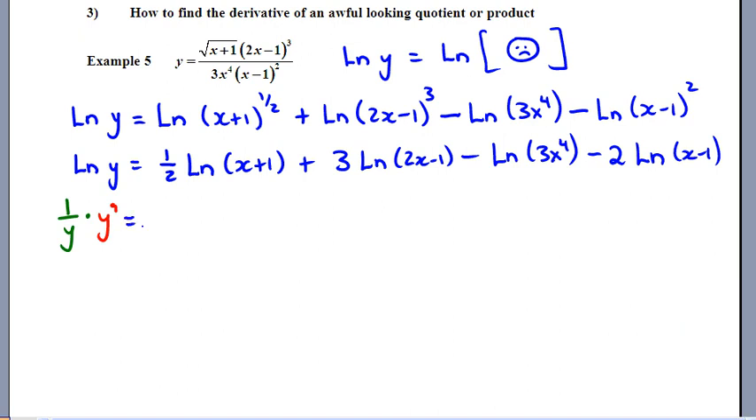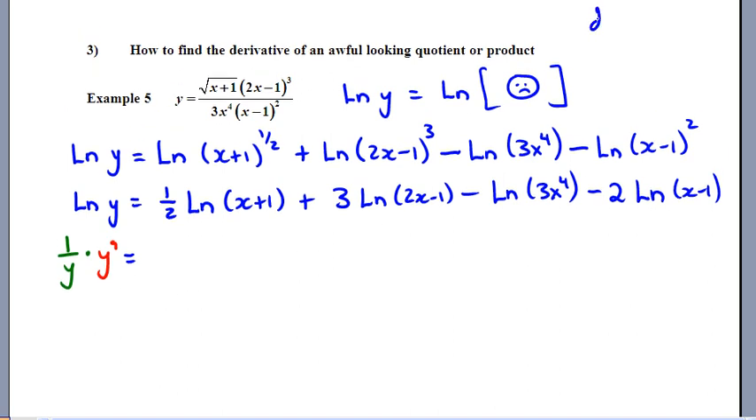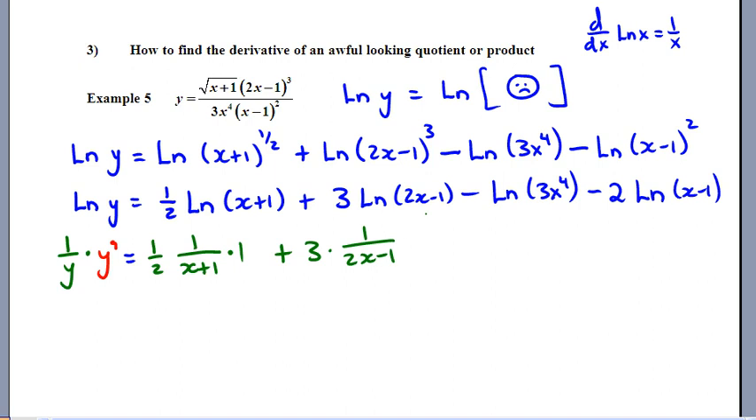Now this side. All right. If it was just ln x, I mean, what we've seen today is that if you do a derivative of just ln x, you get 1 over x. Well, I got some blobs going on here. This half is going to hang around. And then I'm going to have 1 over x plus 1, and then multiplied by the derivative of that x plus 1. That's just a 1. Moving on down the road. The 3 hangs around, times 1 over 2x minus 1. Oh, that was cheating, and the derivative of that is a 2.